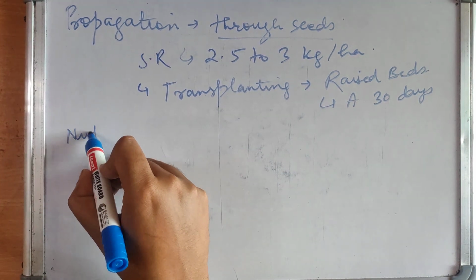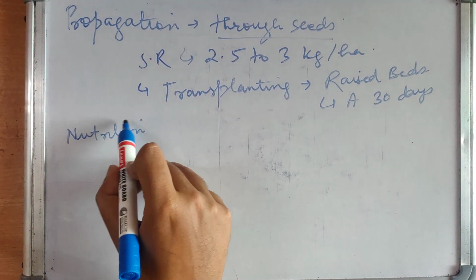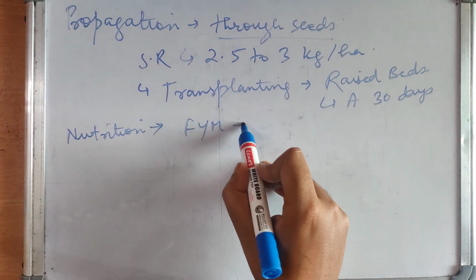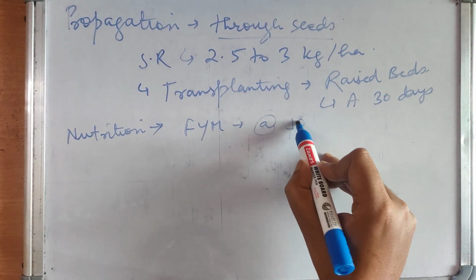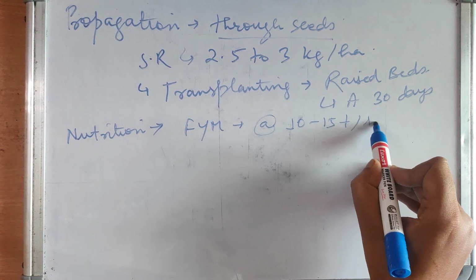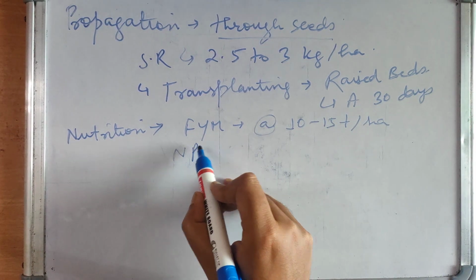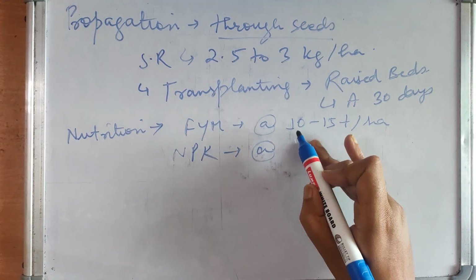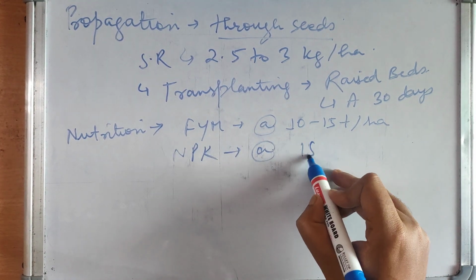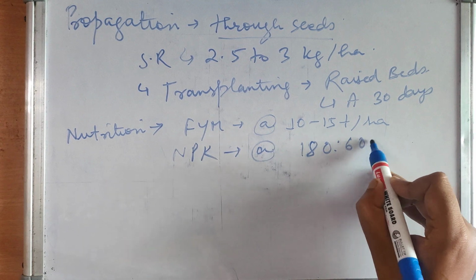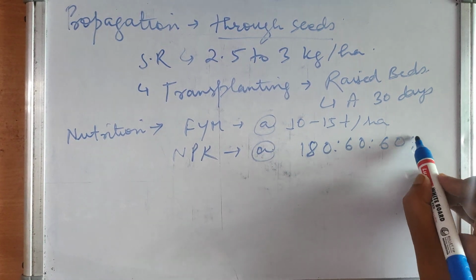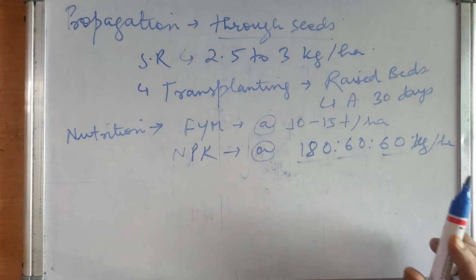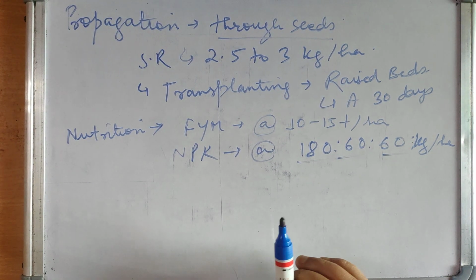Nutrition: farmyard manure should be provided at the rate of 10 to 15 ton per hectare, and NPK should be provided at the rate of 180:60:60 kg per hectare.